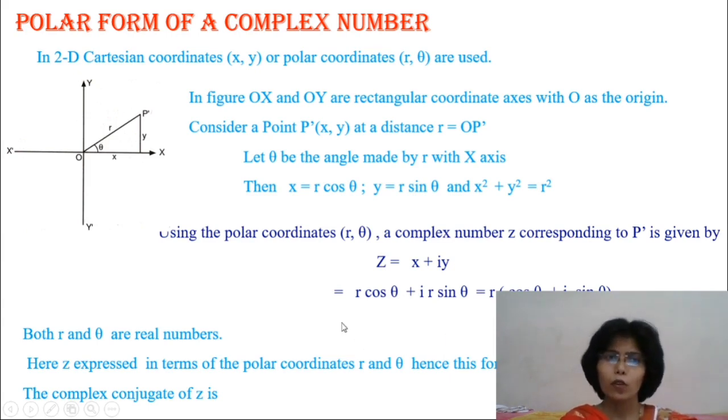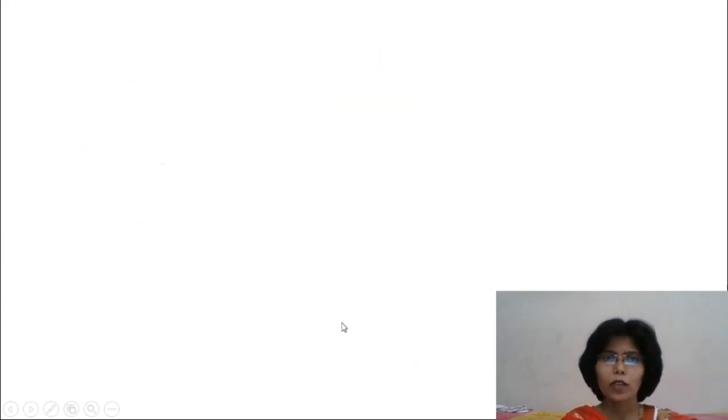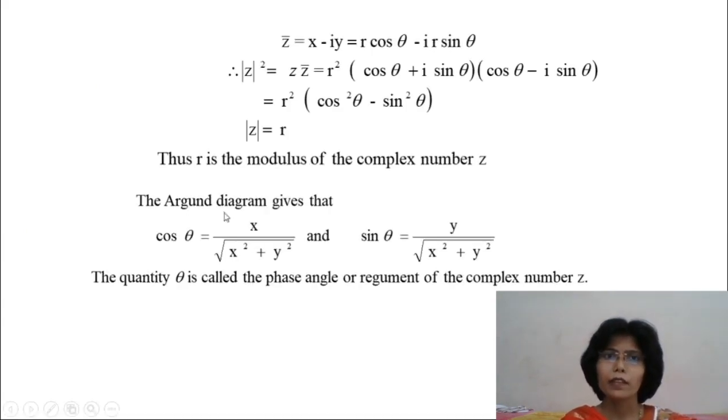and hence this form is known as polar form. The complex conjugate of this complex number, z bar, is equal to x - iy. In that case, x is r cos theta and y is r sin theta. So the complex conjugate of z will be z bar = r cos theta - i r sin theta. If we take the product of z and z bar, it will become |z|^2, and in that case the magnitude will become r^2 (cos theta + i sin theta)(cos theta - i sin theta). So it will become r^2 as it is, and the product of these two brackets will be cos^2 theta - i^2 sin^2 theta.